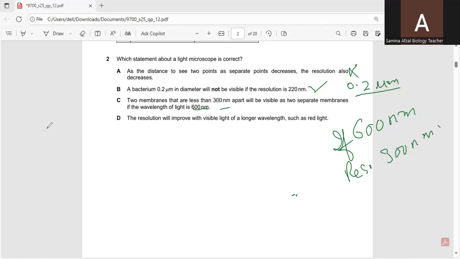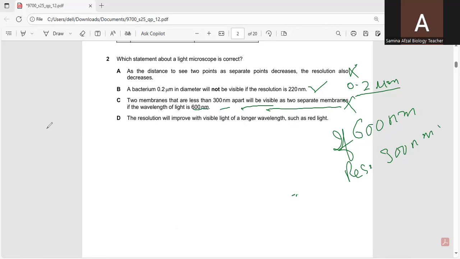So if it is less than 300 nanometer, the membrane will appear as a single blur line. They will not be visible as two separate membranes. They are saying that it will be visible. No, it will not be visible. If it is 300 nanometer or more, then it will be visible. So according to this statement, it is incorrect.